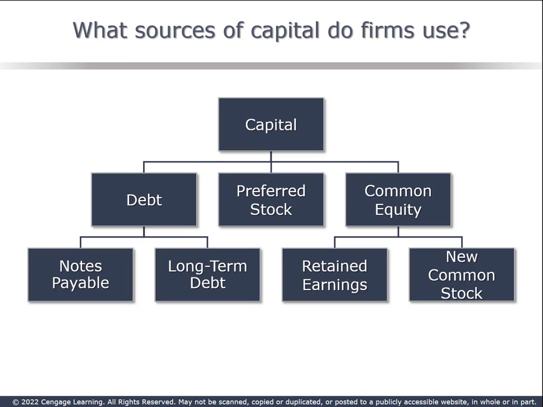A firm requires capital from a variety of sources. Debt can come from both short-term notes payable and long-term debt. We would only consider notes payable as a source of capital if a firm uses it continuously as a source of funding, so we won't be including it in our study of weighted average cost of capital. Preferred stock is clearly a source of capital. Common equity capital can come from two sources: retained earnings and newly issued common stock.